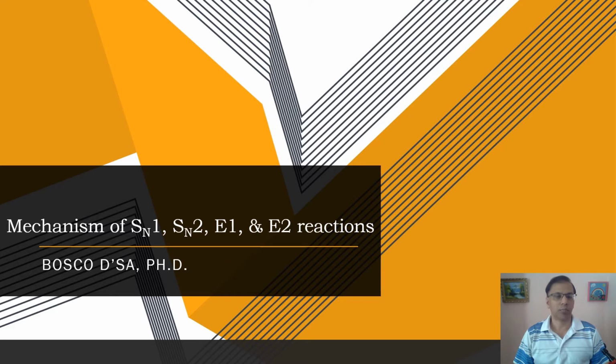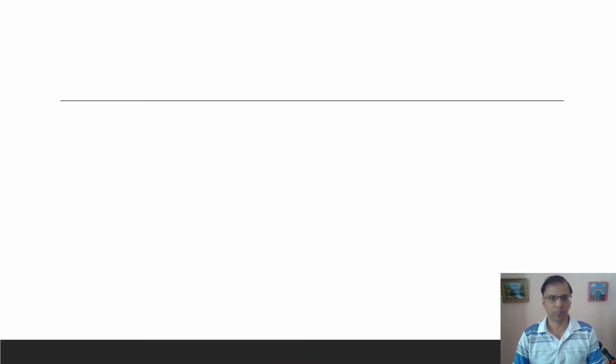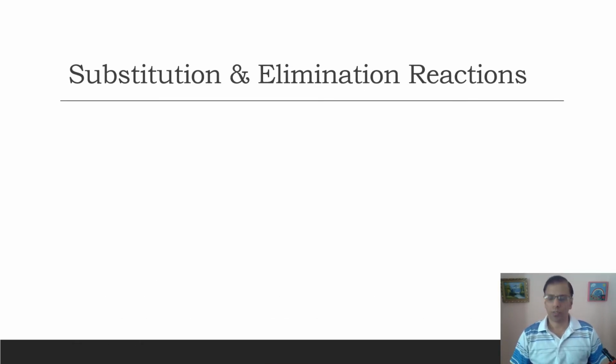Today I'll be talking about the mechanisms of SN1, SN2, E1 and E2 reactions. So SN1, SN2, E1 and E2 reactions are substitution or elimination reactions. S stands for substitution. So let's start with the first type of substitution reaction, SN1.